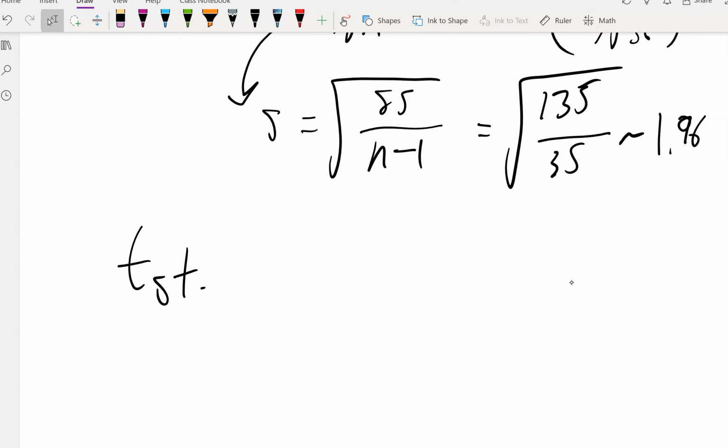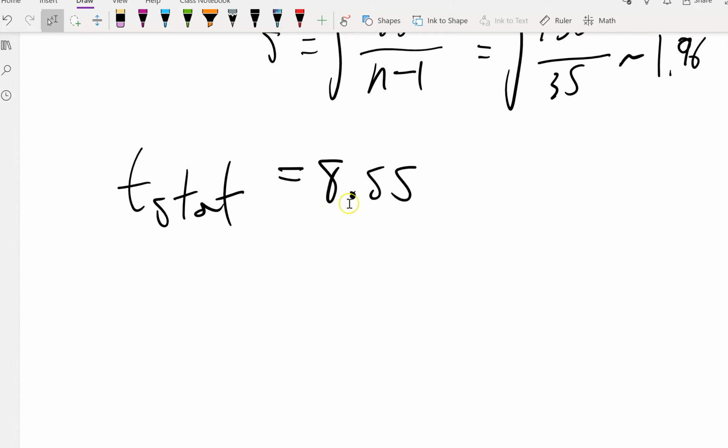So my t-statistic is 8.55. I don't have to do much more other than realize that's huge. That is well over 3 standard deviations away from average. So that means I'm probably going to reject no matter what alpha somebody brings to me. This is a very significant t-stat.